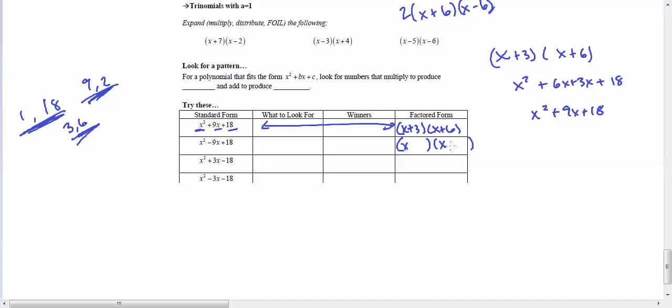Change 3 and 6 to negative. Okay, all right. If I change 3 and 6 to negative, then negative 3 plus negative 6 gives me what? Negative 9. We're on the right track because that's the middle number, right? Does negative 3 times negative 6 give me positive 18? Yes, because a negative times a negative is a positive. You are absolutely right. Negative 3, negative 6.